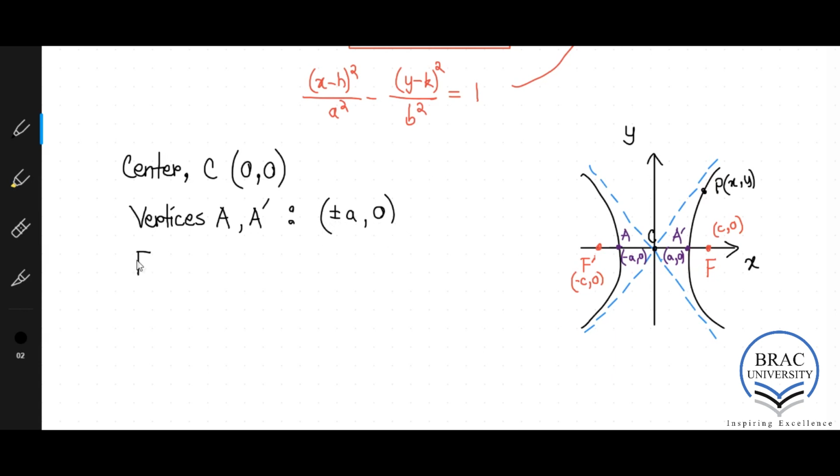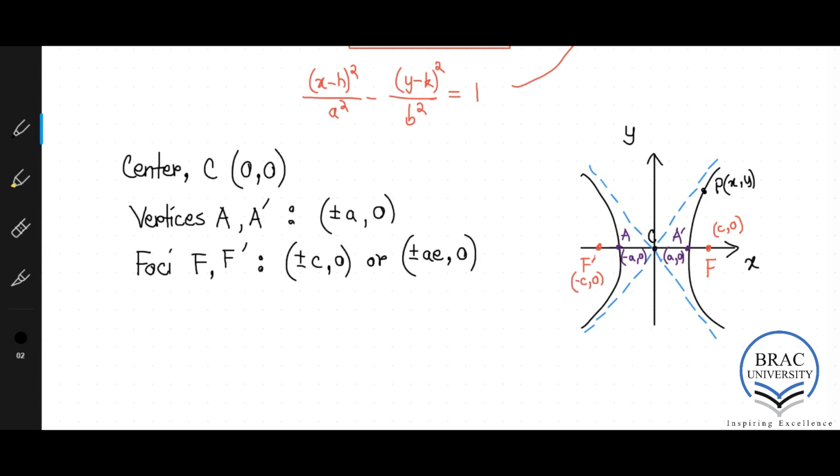And then we have the foci, which are F and F prime here. These are at the points, so you could right away just write c comma 0 and negative c comma 0, or I'm going to use the eccentricity, if you remember that from the previous videos. In terms of eccentricity, we would have ae comma 0. Now, why is that true? In our case, if you remember, the eccentricity of a hyperbola is greater than 1.